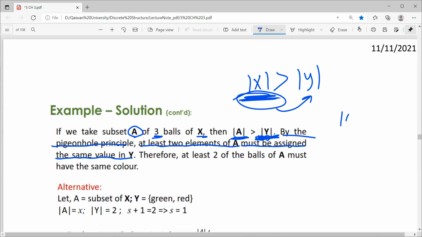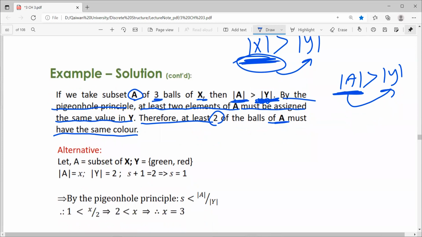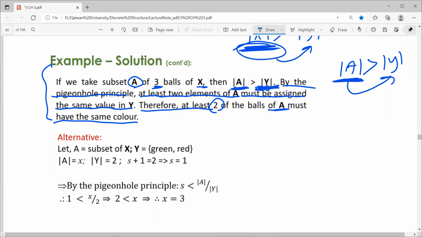And here we have A. The cardinality of A is greater than the cardinality of Y. That means there are at least 2 elements in A which have the same image. So there are at least 2 balls in A such that they have the same image in Y. Therefore, at least 2 elements of set A must have the same color. So for this part, we can use this way.